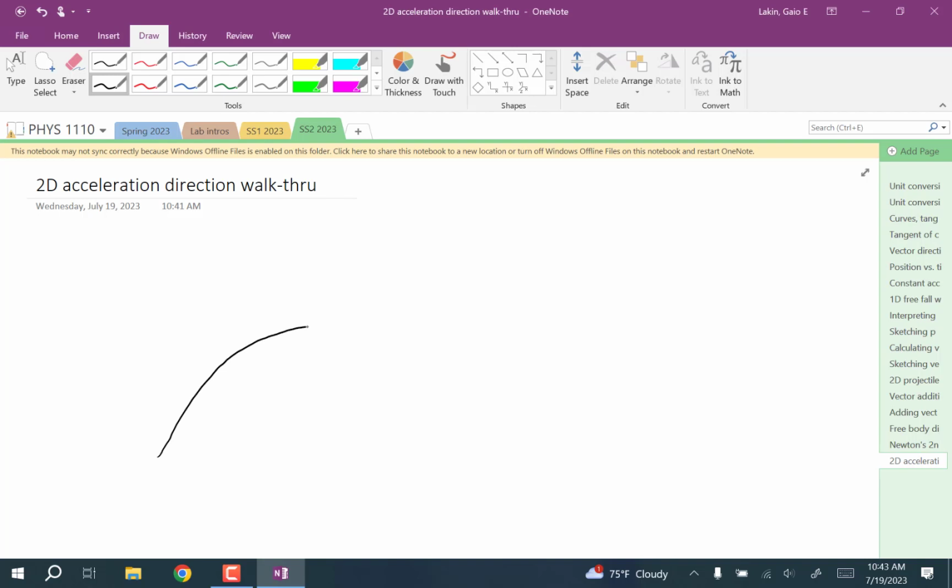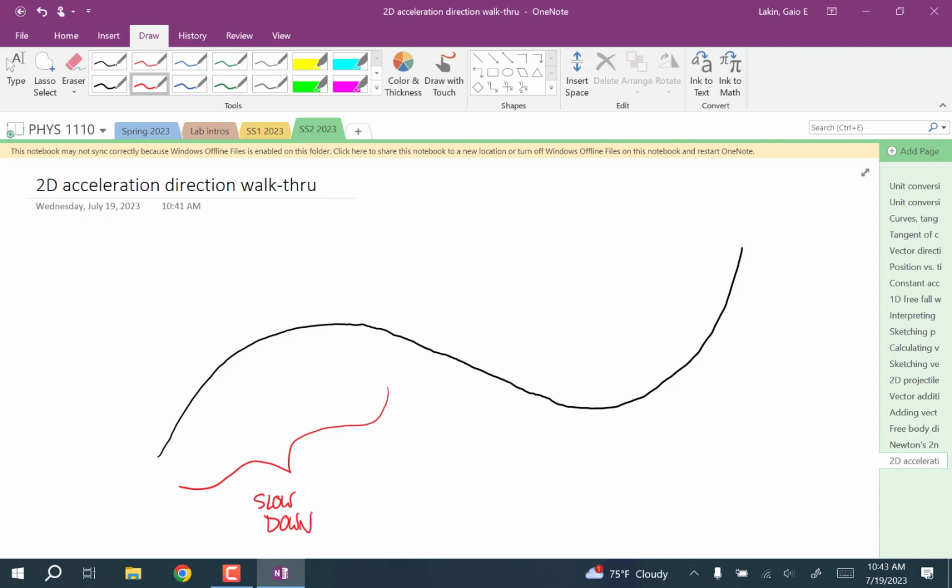It starts out on a curve like that, then it goes along a straight line for a while, and then it goes on a curve like that. And let's say that on this part of the motion, it's slowing down. On this part of the motion, it's speeding up. And on this part of the motion, it is staying at a constant speed. And we want to figure out what we can about the acceleration direction here, here, and here. Okay?